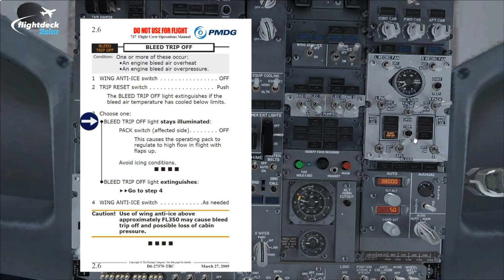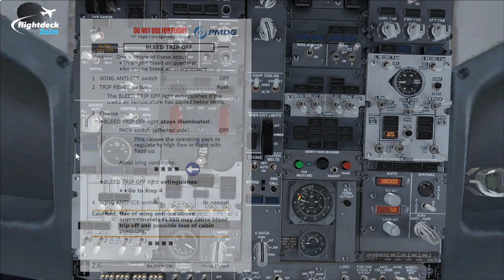And you can see, look, the left duct pressure is increasing as the right pack has gone to high flow automatically to provide the required pressurization and conditioned air for the cabin. And additionally, it says avoid icing conditions, as I mentioned, and then you get these 4 black squares, which you can see here. That means it's the end of the checklist. You can then put it away.